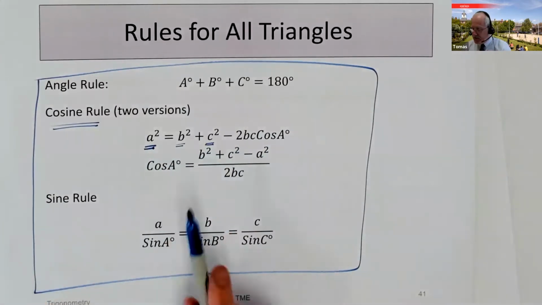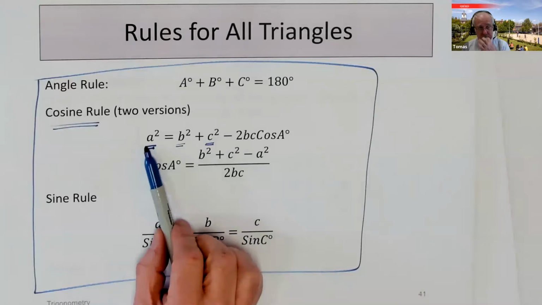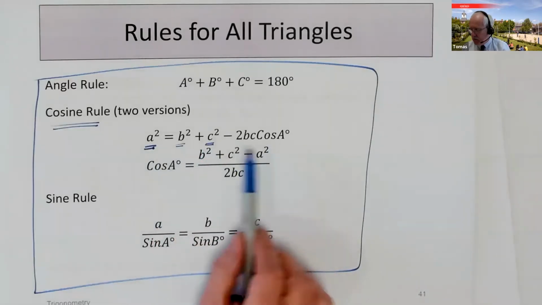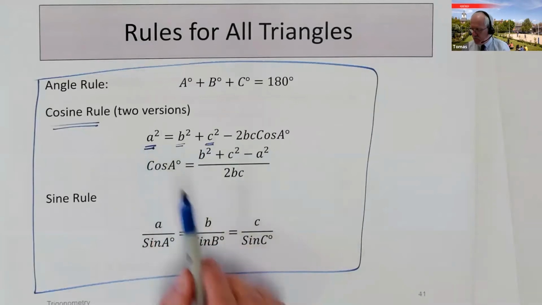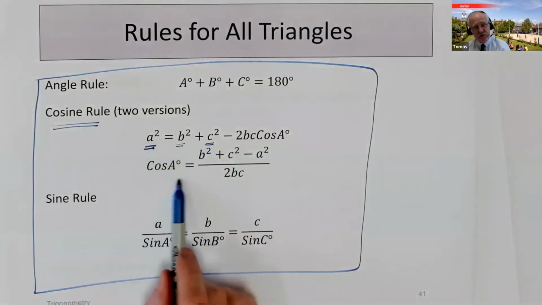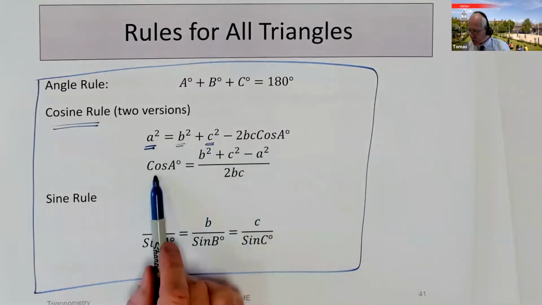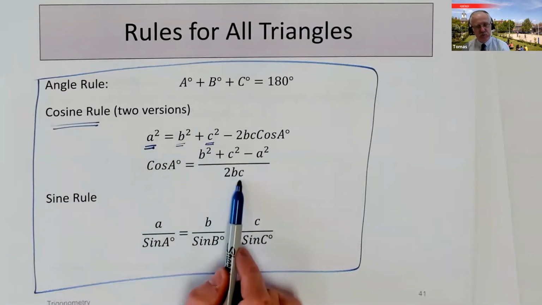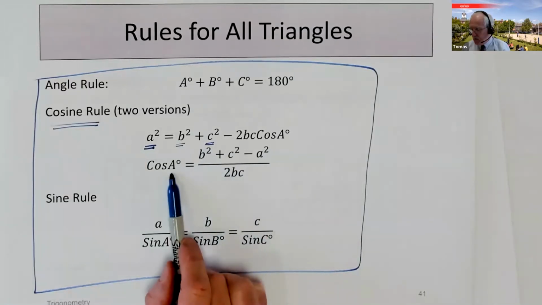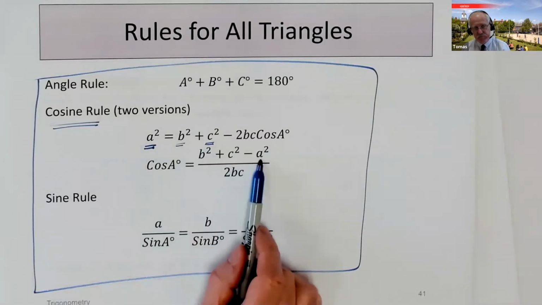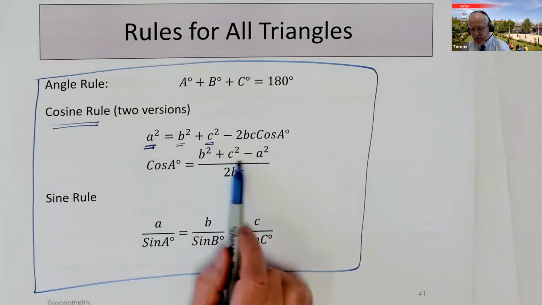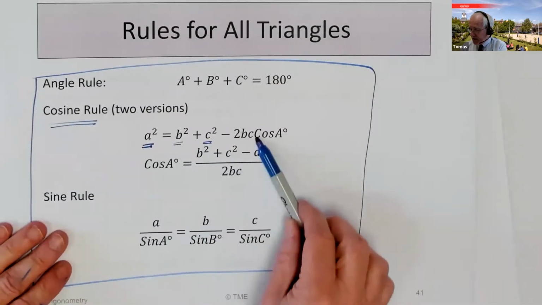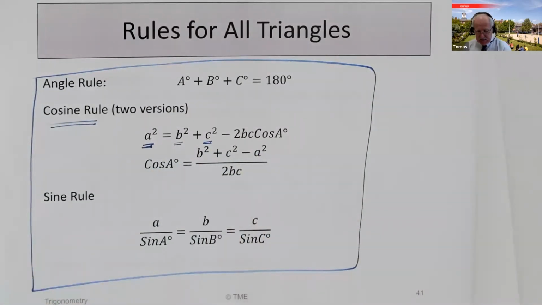So that's an equation that tells you if you're looking for a side and you know the other 2 sides and the angle in between, you can use this formula. The cosine rule is also written like this, that says cosine A is b squared plus c squared minus a squared over 2bc. If you're looking for an angle and you know the three sides, you can use this equation here. This equation is actually the same as the other, they're both exactly the same equation.